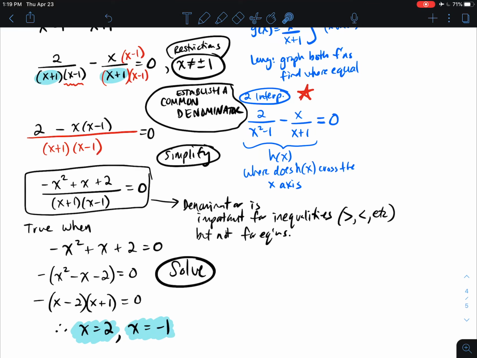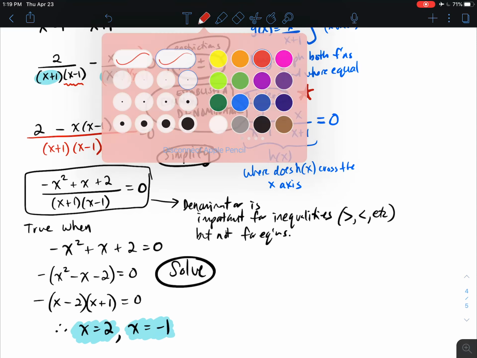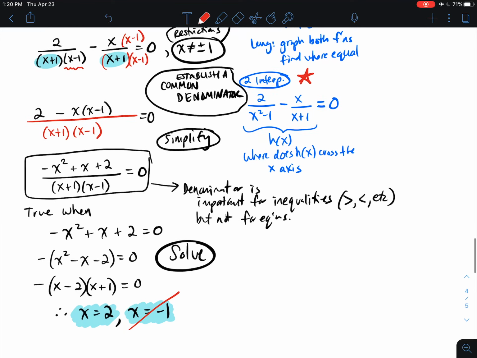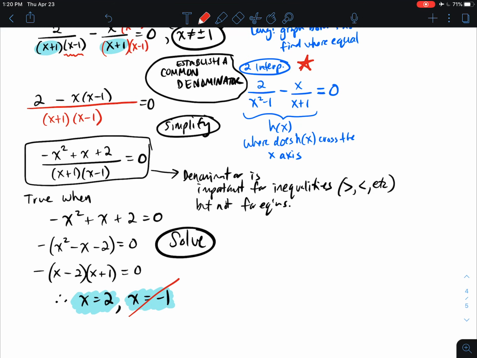So in that first line, we factored and we saw, oh, we have restrictions at 1 and negative 1. And one of those turned out to be one of my answers. So that means that that answer is what we call extraneous, or we could say, like what we've often said before, is inadmissible. So that means that x equals 2 is our only actual valid answer, okay?